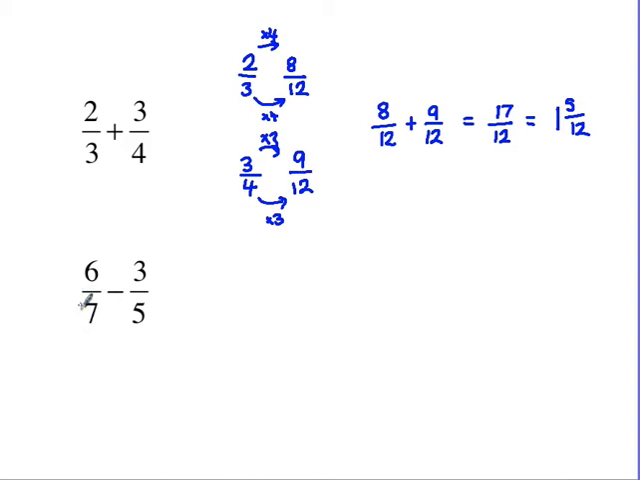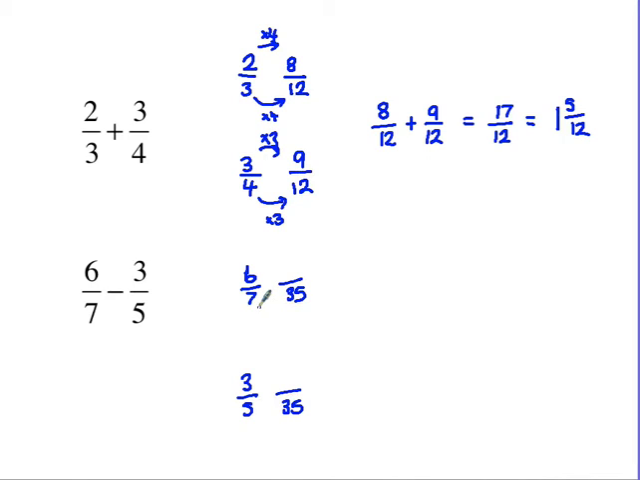With this one, we need to find again a number that 7 and 5 go into. I can't turn 5 into 7 or the other way around. And if you go through your 7 times tables and your 5 times tables, you'll find the first time we get a number that goes into both is 35. So I'm going to rewrite both of these as something over 35.